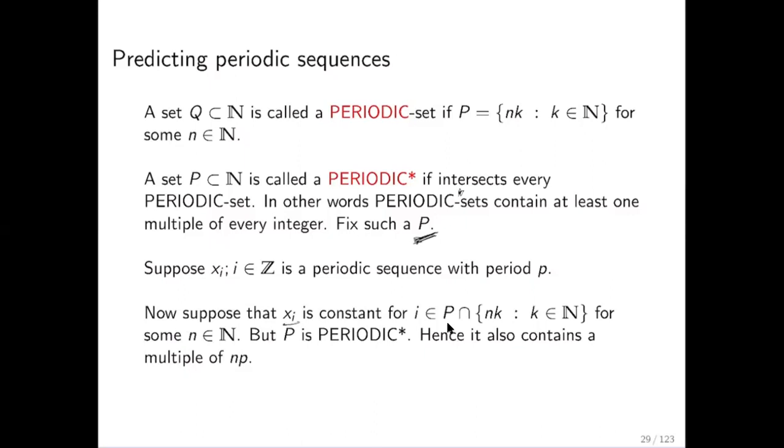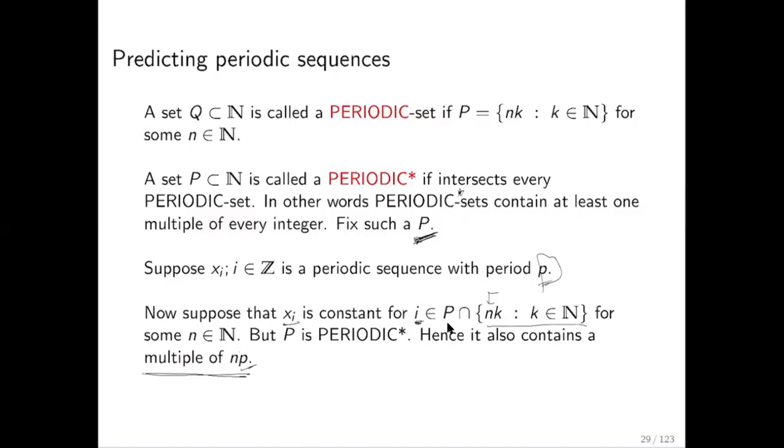So x_i is constant for all i along multiples of some integer. Here I'm looking at multiples of n for some n. This has to be, because I know that it has some period. I don't know what this number is, but it has to be constant along some multiples of some integer. Suppose that integer is n. But P is periodic star, so it must contain a multiple of n as well.